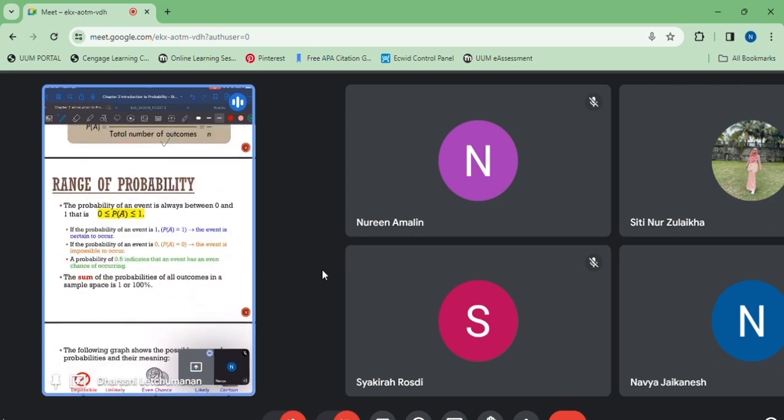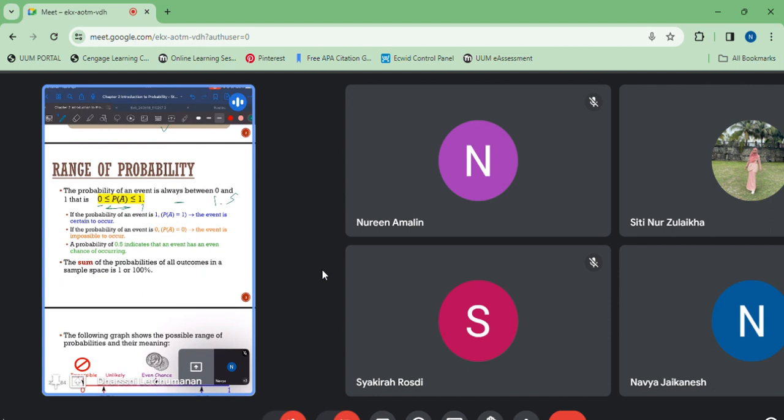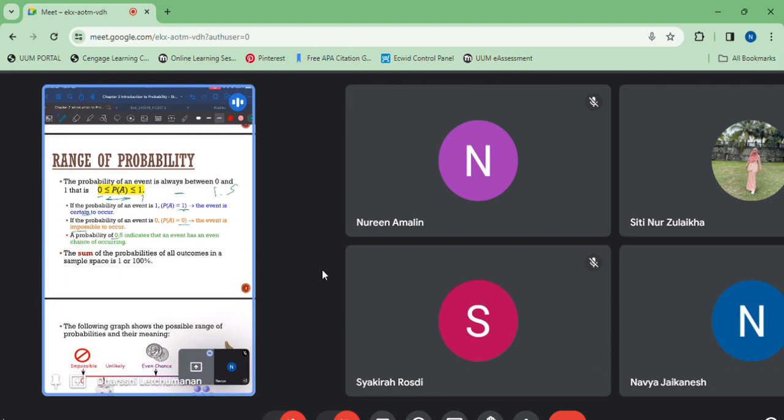The range of probability will only be 0, or in between 0 and 1. It will never be negative, and it will never be more than 1. 1 is certain to occur, 0 is impossible to occur, and 0.5, this one you guys just have to know. It's not very hard, no need to memorize it. You look at it and know 0.5 is an even chance of occurring because it's 1 over 2. And the sum of probabilities of all outcomes in the sample space must be 1 or 100%.